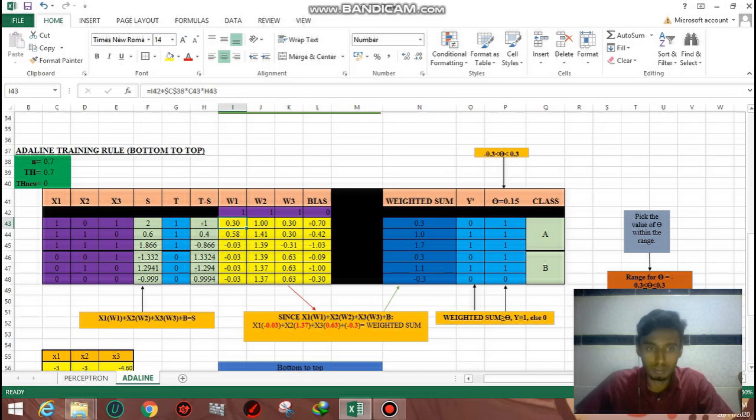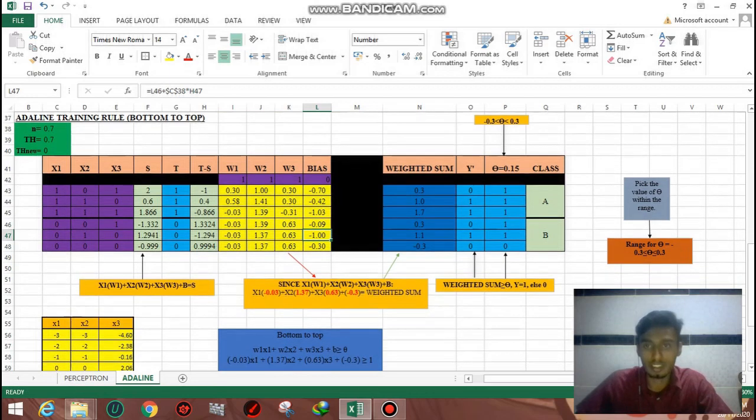we have to find the value for sum. Use x1 times w1 plus x2 times w2 plus x3 times w3 plus bias. You can get the value for s. And then we have to find the value for weighted sum. We use the same method, which is x1 times w1 plus x2 times w2 plus x3 times w3 plus b to find the weighted sum.